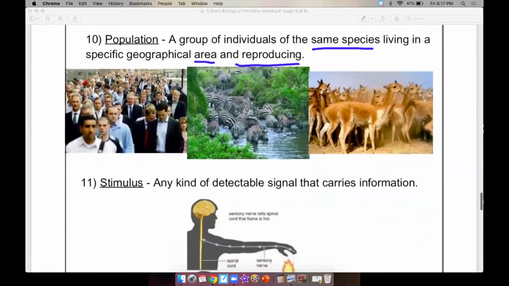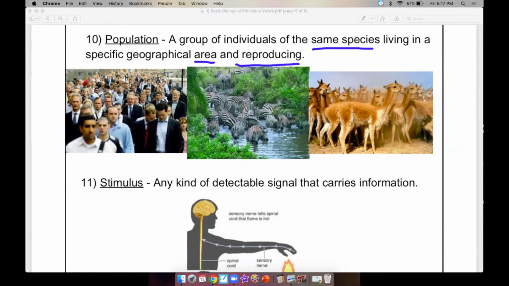Zooming out from there, a population is a group of individuals of the same species living together in a specific geographic area and reproducing. Right, those are the three rules for what a population is. Organisms of the same species, living together in the same place and reproducing. I mean, you specifically don't have to reproduce, but members of your species in that area have to.